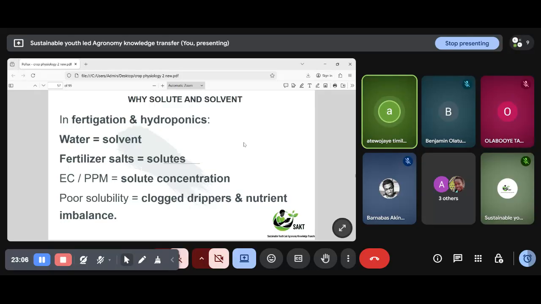So you have to know your EC level so that it won't affect your crop system. Because if your EC level is high, that means you have more concentration of that fertilizer inside that solvent, inside that solution. So you can see the importance of solute and solvent, and how it can affect your plant. So let's move on.